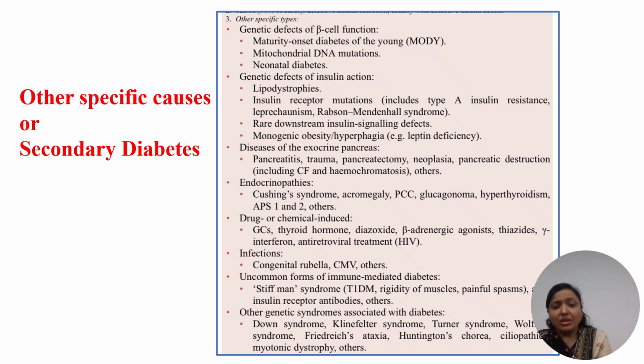Certain infections can also cause secondary diabetes, like congenital rubella, cytomegalovirus infections, and others. There is an uncommon form of immune-mediated diabetes called Stiff-man syndrome. In this, the patient presents with type 1 diabetes, rigidity of muscles, painful muscle spasms, and there are insulin receptor antibodies. Other genetic syndromes associated with diabetes include Klinefelter syndrome, Turner syndrome, Down syndrome, Wolfram syndrome, Friedreich ataxia, Huntington's chorea, ciliopathies, myotonic dystrophy, and others. So these are basically the causes of secondary diabetes.